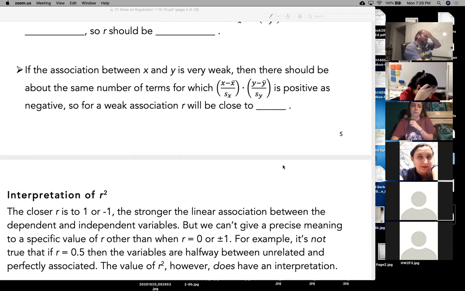Okay. So the question that you, of course, want to ask at the same time is, what exactly does R represent? I know it represents the correlation, but what does it mean that R is positive, negative, this, that?